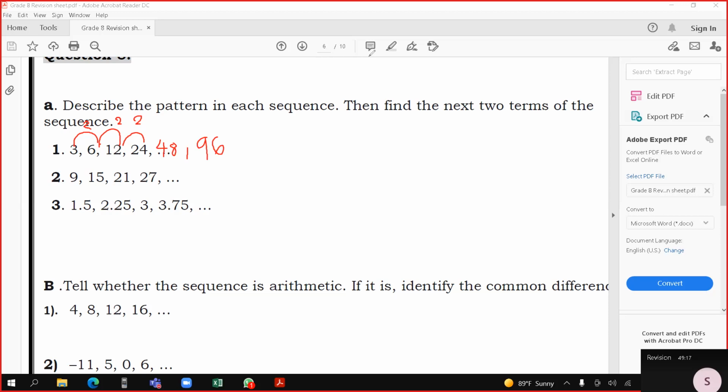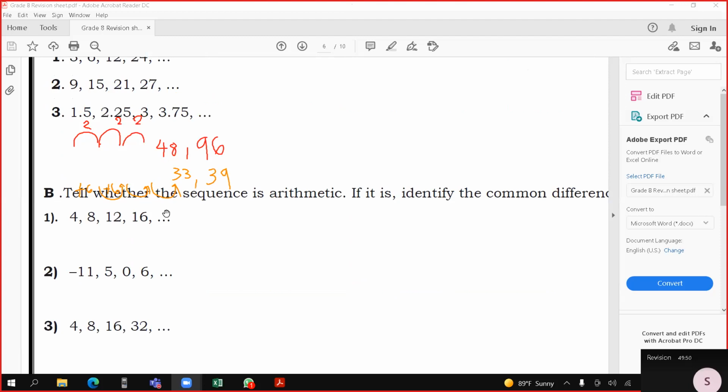Okay, now number 2. 9, 15, 21, 27. Bravo. I added 6 to each term to get the next one. 9 plus 6 is 15, 15 plus 6 is 21, 21 plus 6 is 27, and 27 plus 6 is 33. And 33 plus 6 is 39. Thank you.